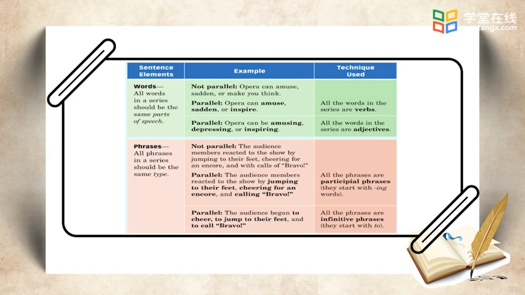In example 1, 3 verbs are used. Amuse and sadden, the first 2 verbs, have no objects, while the third one, make, has an object. Thus, the sentence is not parallel. We could correct the sentence by using 3 verbs, none of which has objects. We could also try using 3 adjectives. In example 2, jumping to the feet, cheering for an encore, and with calls of bravo are not parallel either. The third phrase should be changed to calling bravo.